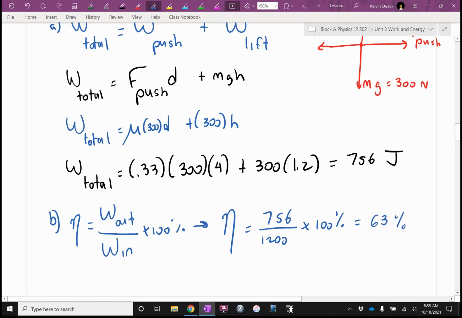What happened to the other 37%? That energy left her body, probably lots of it in the form of heat. Maybe she was sweating, giving off body heat. Also, some of it would have been used up by friction, heating up the floor. Okay. Not all of it went into moving this object.